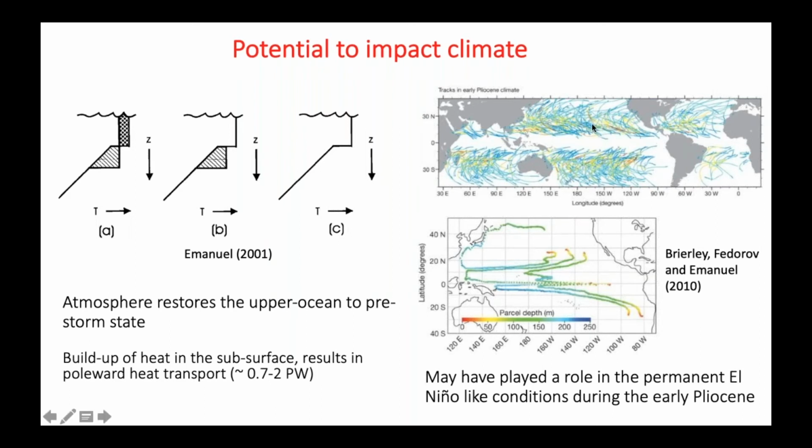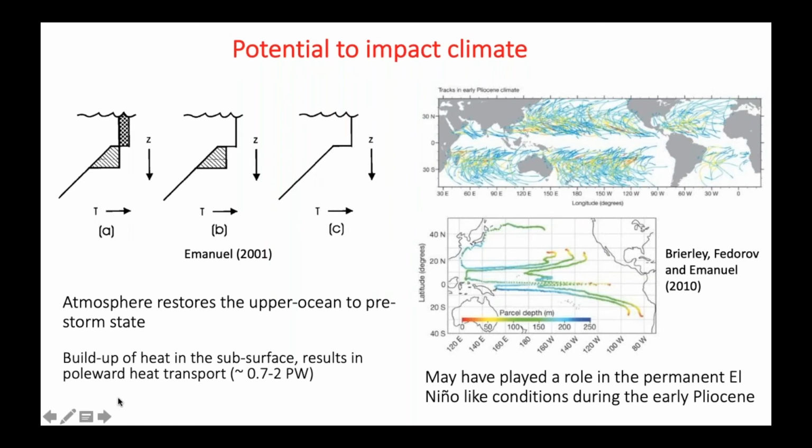And as we have seen, these tropical cyclones are capable of pumping heat down into the depths of the ocean. And so this heat can be transported in the Pacific, initially through the equatorial undercurrent, and then transported further eastward and surfaces in the eastern tropical Pacific. So this has been suggested as a mechanism for maintenance of permanent El Nino-like conditions during the early Pliocene. So these are some of the ways in which hurricanes could even impact climate at longer time scales.